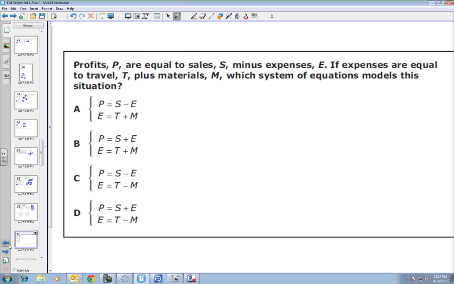Okay, so look. Profits P are equal to sales S minus expenses. So they're wanting us just to write down what we're reading. So I'm going to write it down as I see it. So P is equal to sales minus expenses. Expenses are equal to T plus M. Which system of equations models this situation? It's A. So see how easy that was? And most of you, if you looked at it, you would have said, oh, this is going to be too hard. I'm going to skip it and go on.